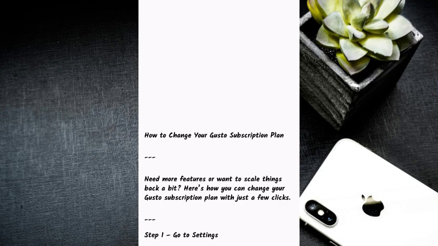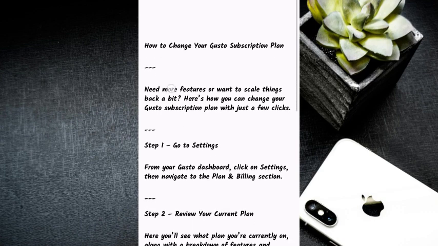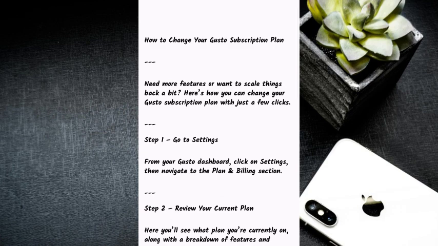Gusto subscription plan. Now if you need more features or you just want to scale things back a bit, here's how you can change your Gusto subscription plan with just a few clicks. Step 1, go to settings. Now from your Gusto dashboard, you want to click on settings and navigate to the plan and billing section.